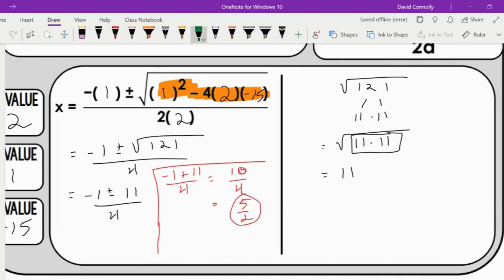Now we're going to do this one more time, but this time, negative 1 minus 11 over 4. This becomes negative 12 over 4, or negative 3. And those are our two answers.